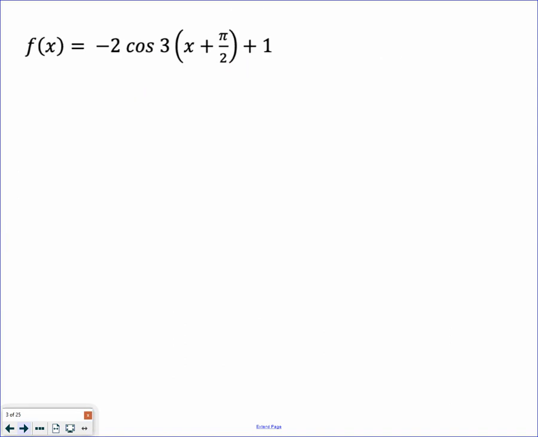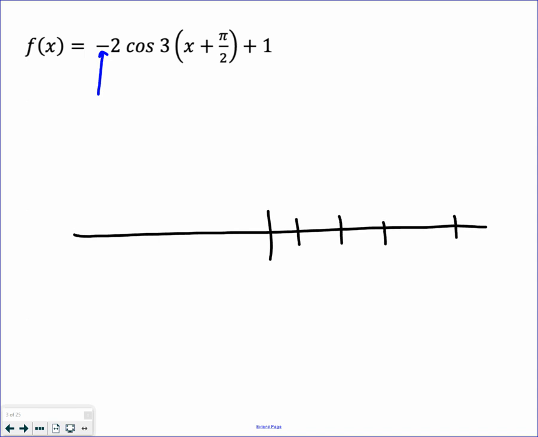Next one, we're going to do a negative. Always remember that because that always throws people off. A negative and a cosine curve. So first, draw in your midline. Tick mark in the middle. 1, 2, 3, 4 to the right. 1, 2, 3, 4 to the left. Phase shift. So now notice that it's adding pi over 2. So negative pi over 2 is the shift of the graph.